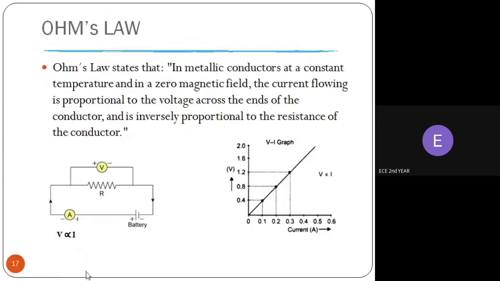To remove the proportionality symbol, we introduce a constant value R. R is the value of resistance of a conductor. So V is equal to I into R. The VI graph is shown here. The current increases linearly when the voltage increases.